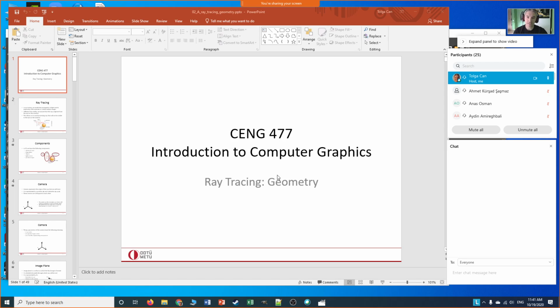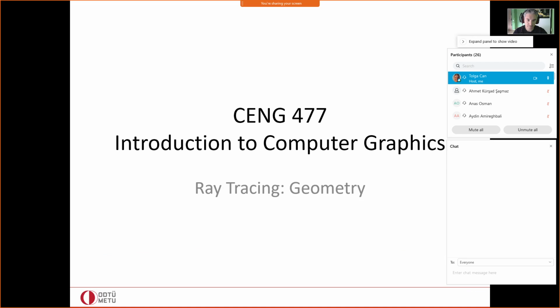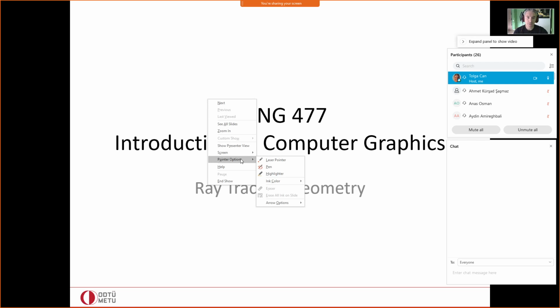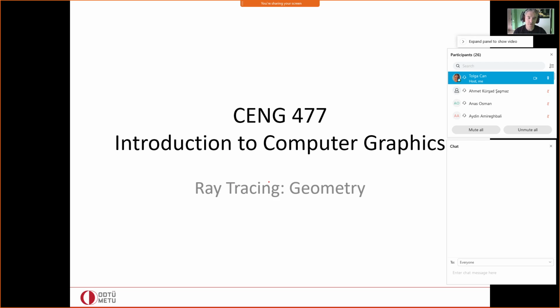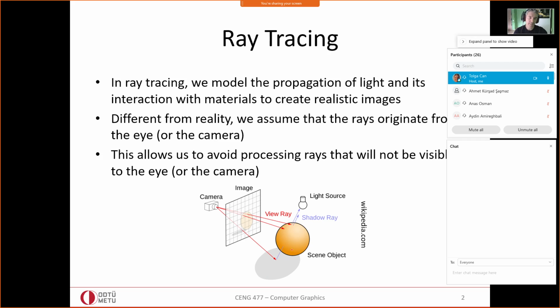So what's ray tracing? What do we want to do? If you remember, our goal, let me start the slides. Our goal in graphics is to get a 2D image, to take a photograph of a three-dimensional scene. So the scene is, for example, this very simple scene with a single sphere.